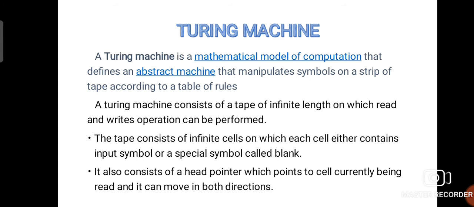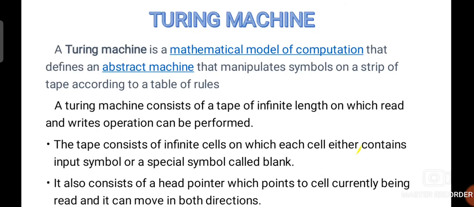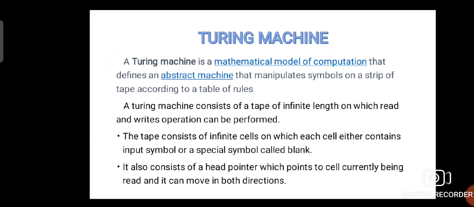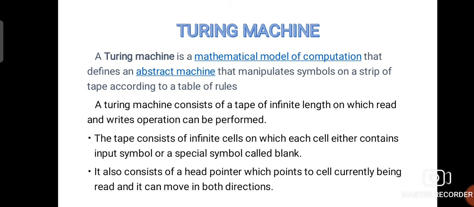A Turing machine is a mathematical model of computation that defines an abstract machine that manipulates a set of symbols on a strip of tape according to a table of rules. A Turing machine is an automaton model which is used to design a language. Regarding the structure, the Turing machine consists of an input tape of infinite length, which is used to store the input symbols. The finite control of the machine will perform the read and write operations on the tape.